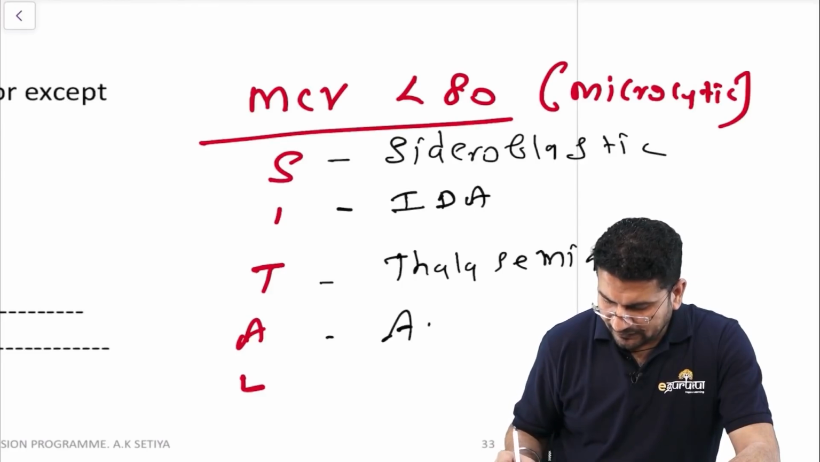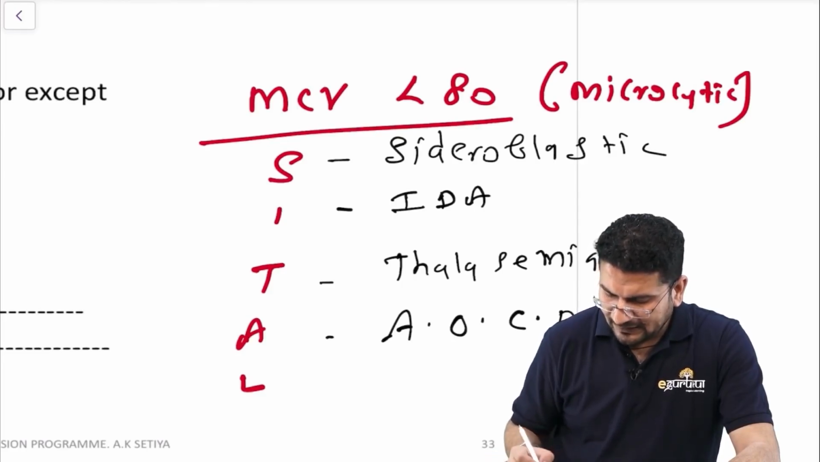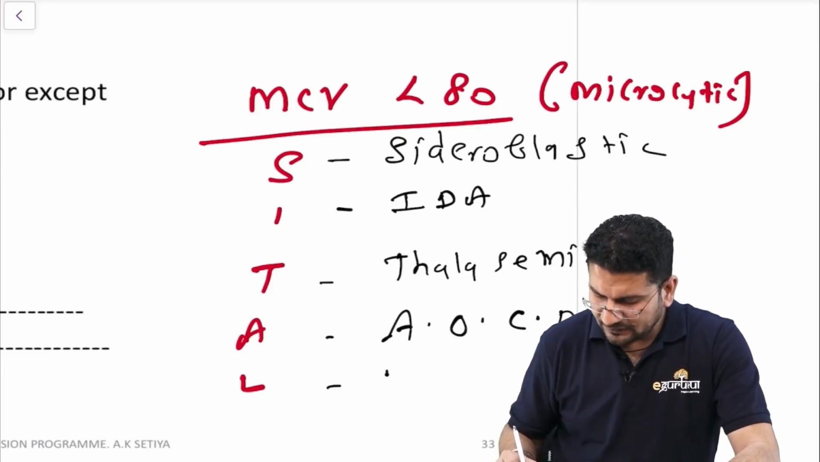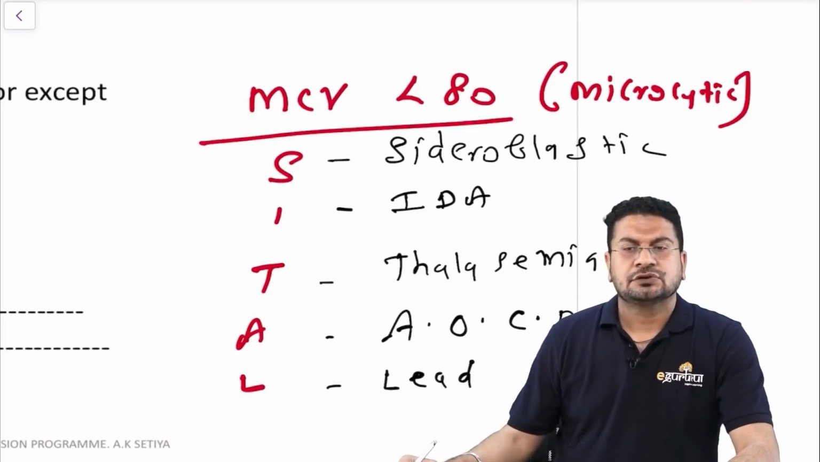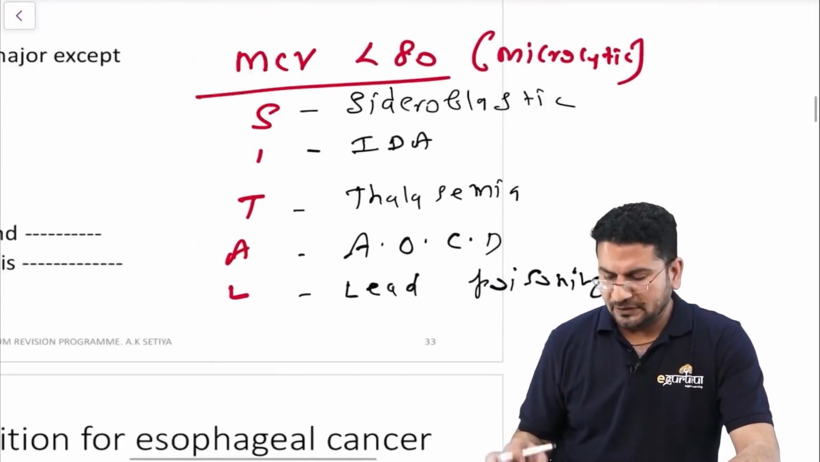This will be your anemia of chronic disease. And L is nothing, it is a variant of sideroblastic anemia. It's a poisoning, we call it lead poisoning. So remember this. So these are microcytic hypochromic anemias.